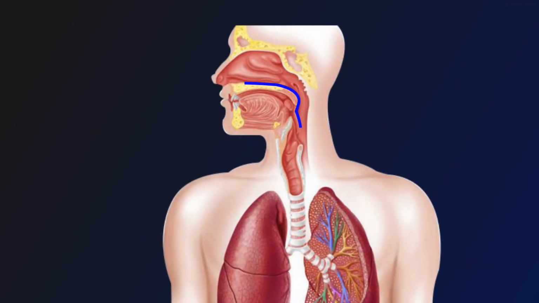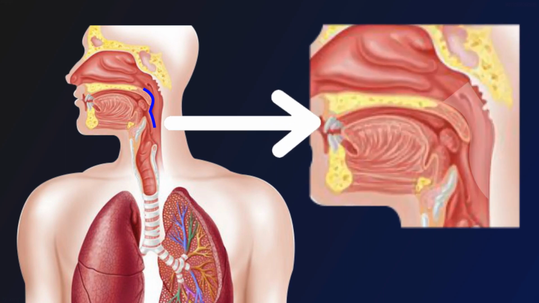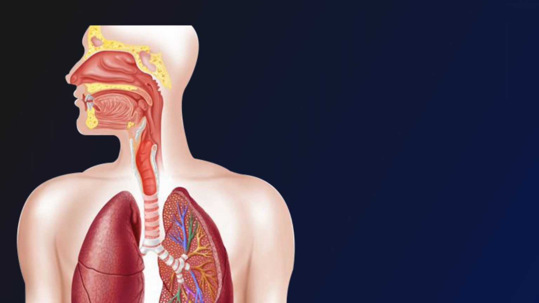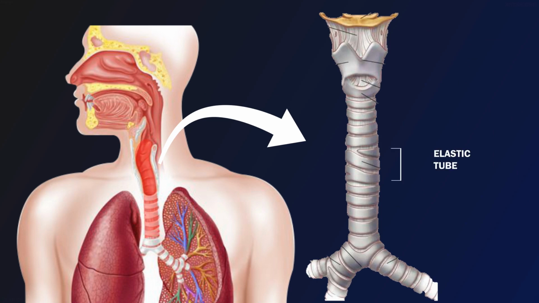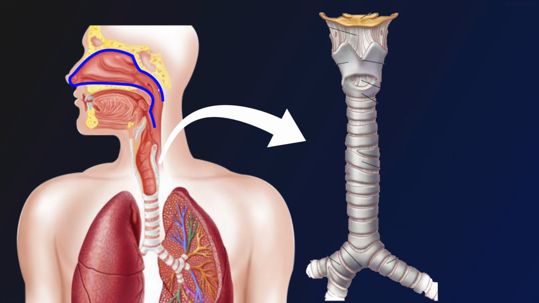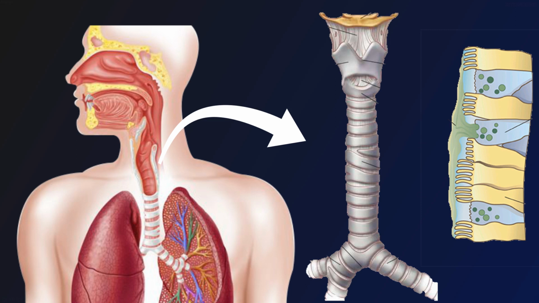The nasal cavity is connected to the pharynx. The pharynx is the point where the food pipe and windpipe are connected. When you breathe through the mouth, air directly reaches the pharynx. After the pharynx, the windpipe, also known as the trachea, starts, which is an elastic tube extending down the length of the neck and partly into the chest cavity. Similar to the nasal cavity, it too has cilia and mucus-producing cells.